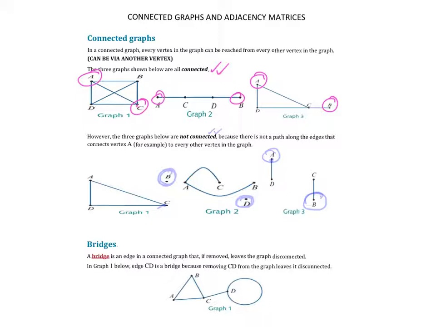Another term that we need to be familiar with is a bridge. Now, a bridge only exists in a connected graph, so the graph must be connected to start off with. And then if there is an edge that we can remove that makes the graph disconnected, then that edge is considered to be a bridge. So if you have a look here, if I took away this edge between C and D, so edge CD, then that graph would become disconnected. So CD is a bridge.